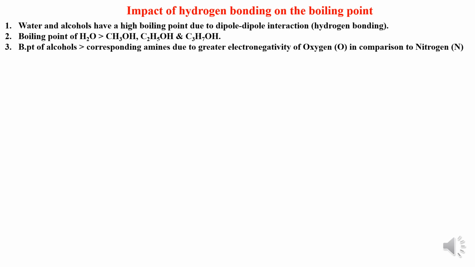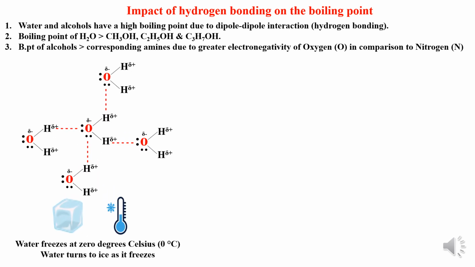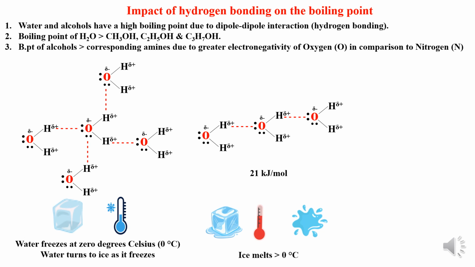Now, the boiling point of water is greater than that of alcohols like methanol, ethanol, and propanol. The reason being, the water molecule can participate in hydrogen bonding and can hydrogen bond with four other water molecules. And water freezes at 0 degrees Celsius, and water turns to ice as it freezes. Now, ice tends to melt at temperature greater than 0 degree Celsius. As the temperature increases, the ice tends to melt and gradually turns into liquid.